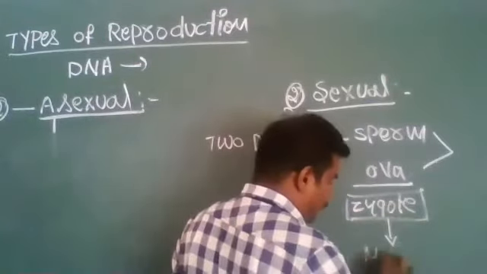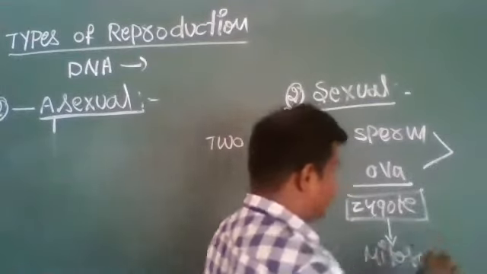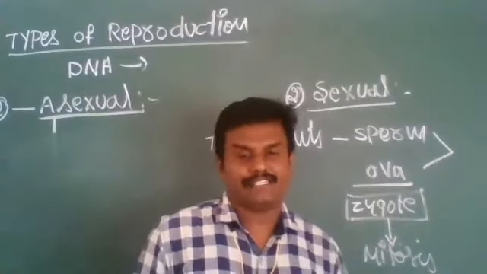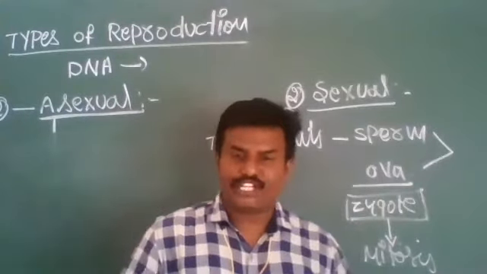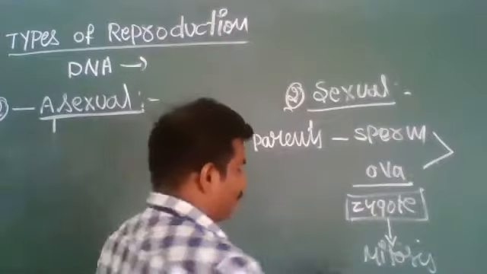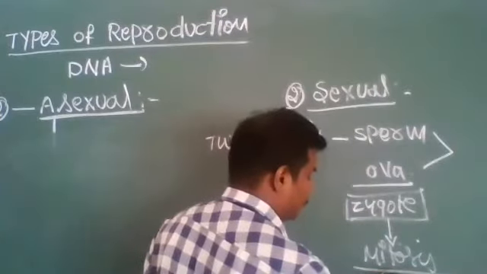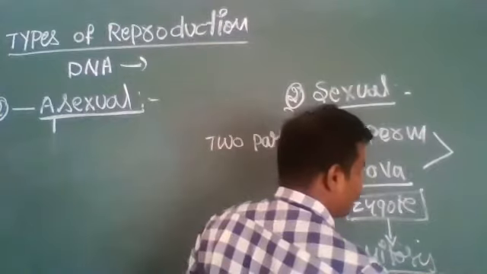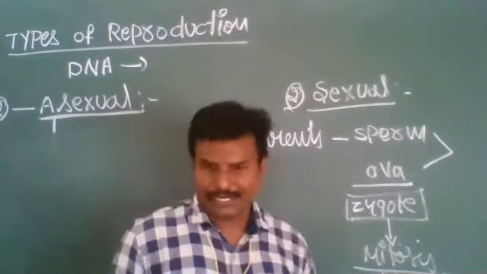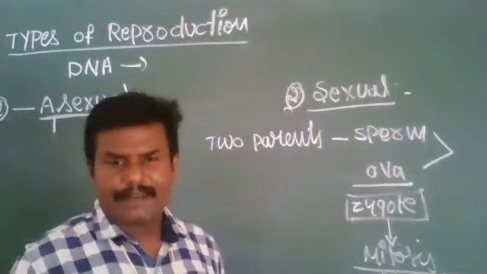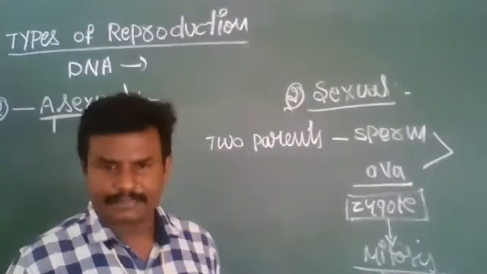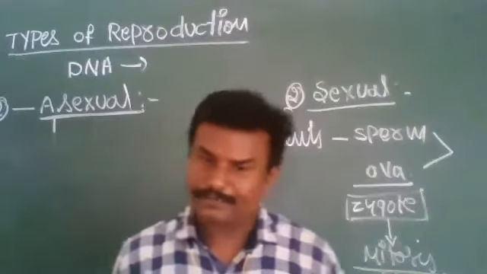The zygote undergoes mitotic divisions and produces a number of cells. All those cells are differentiated into outer ectoderm, inner endoderm, and middle mesoderm, and produce offspring. Adult individual organisms are formed, and day by day they grow and form all the parts. That is sexual reproduction.